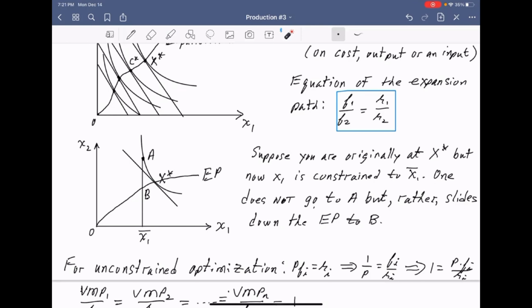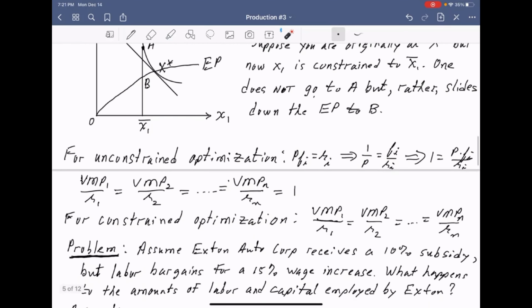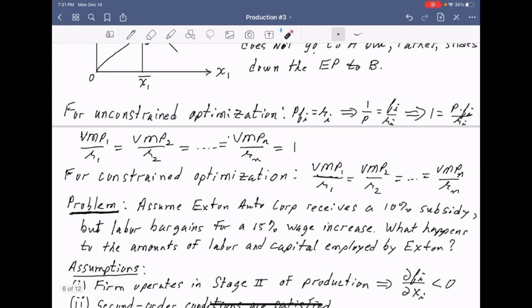So one does not go to A if there's a constraint. In other words, they don't go back to this same isoquant, but rather they have to go down to B on the expansion path. So rather than going from X star to A by using more of input X2, rather you, for an optimum, drop down to B. So that's the constrained optimization problem. Now we're going to look at the interpretation of that a little later on. In fact, right about now.